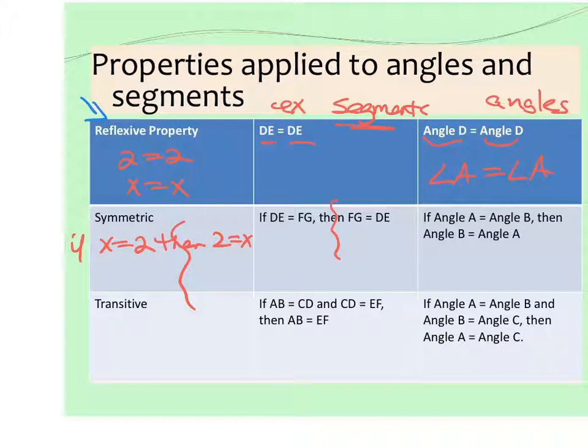And then again, the transitive is going to have a 3rd piece. So I did the example before with the algebra, but here we go again in this column with the segments. Notice the CDs overlap, and then you can go from the beginning to the end. Same thing for the angles. The angle B's overlap, and then you go from the beginning to the end. So just like the law of syllogism.